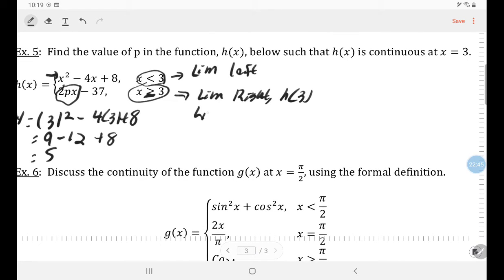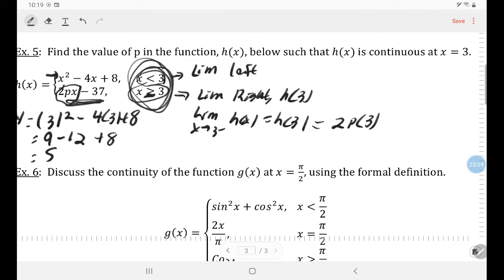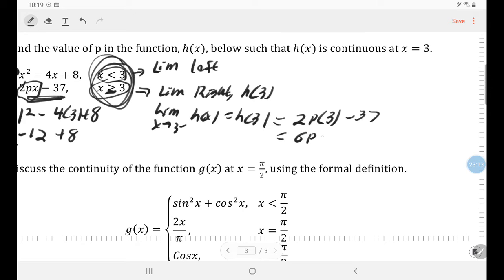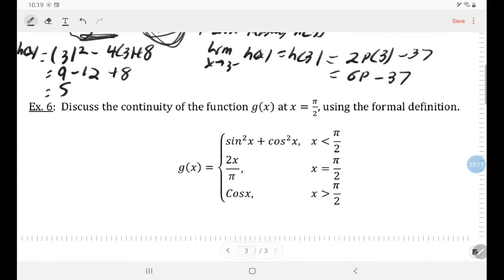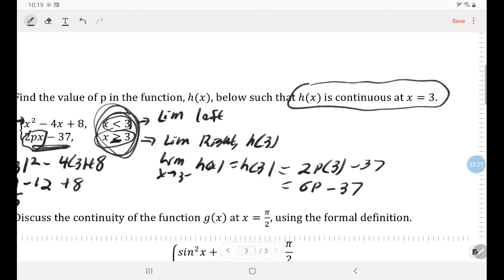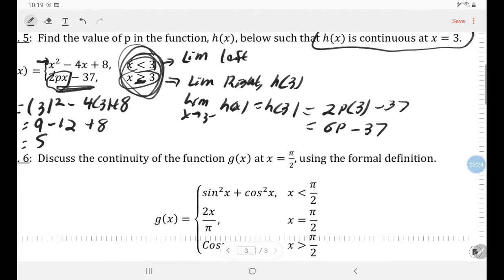So then my limit as x approaches 3 from the right of h of x and also h of 3, I'm going to find that by plugging into this second equation. So it's 2 times p, and the value of x we're concerned with in my rule is 3, minus 37, which gives me 6p minus 37. So are they the same? Are they not the same? Well, when I say it must be continuous, what that means is I want them to be the same.